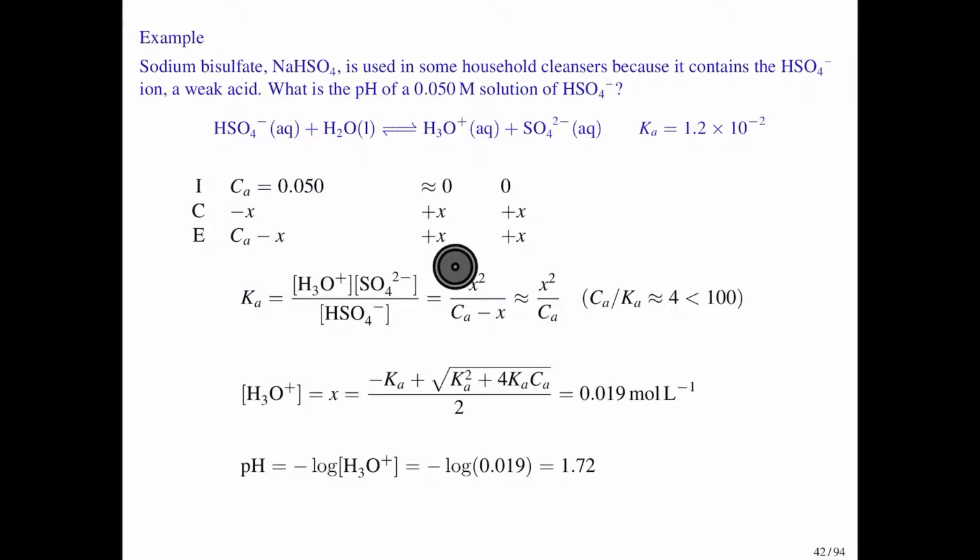This is the hydronium concentration, right? X equals the hydronium concentration. Once you substitute in the numbers here, you would get this value for the hydronium, and then you can put that into the pH equation to give you a pH of 1.72.